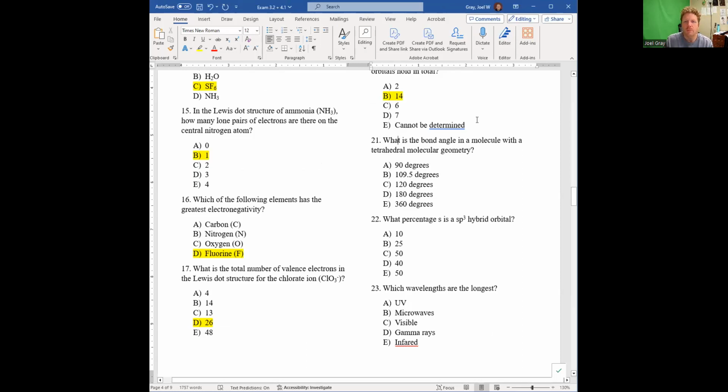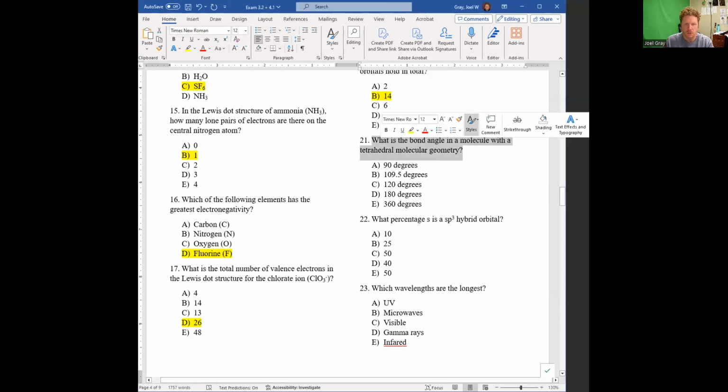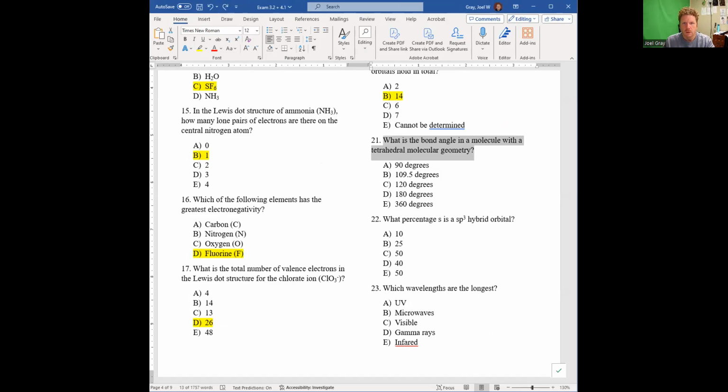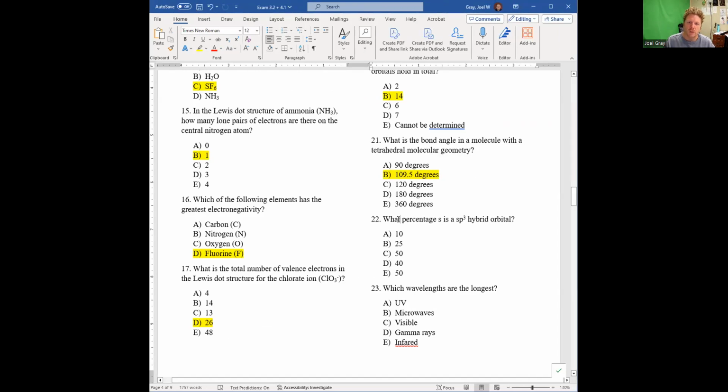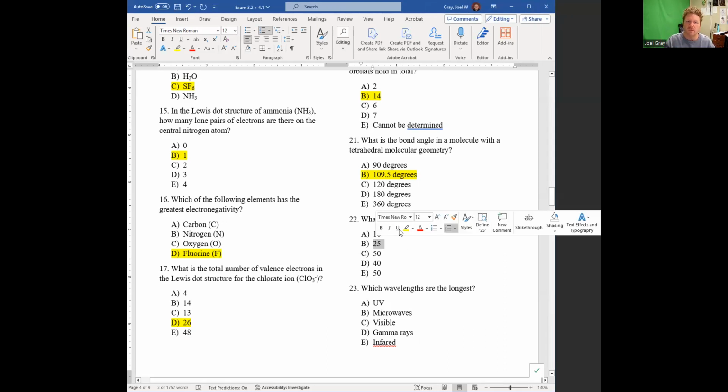Number 21, what is the bond angle in a molecule with a tetrahedral molecular geometry? Okay, so a tetrahedral molecule, that's where we have 4 different things. So CH4 is a tetrahedral molecule. Our bond angle is 109.5 degrees. Question number 22. What percentage S is an sp3 hybrid orbital? Well, it's got S, P, P, P. So 4 parts. One of those is S. So this is 25% S.